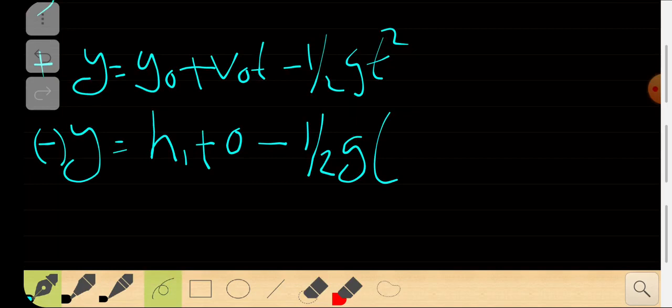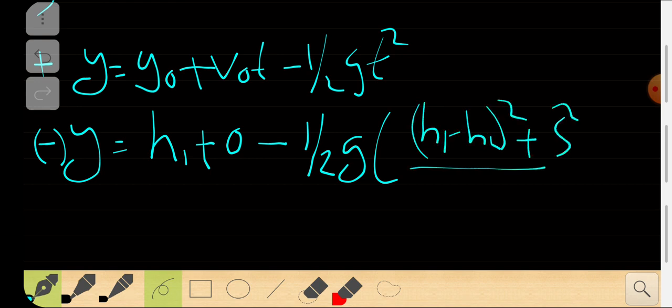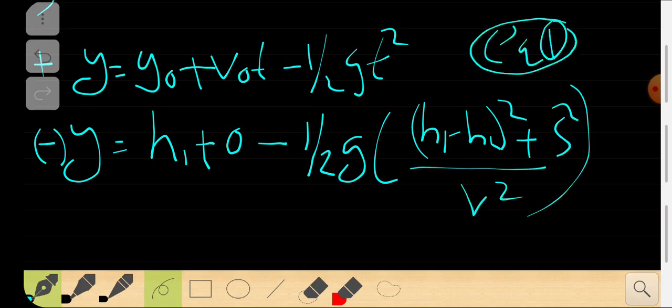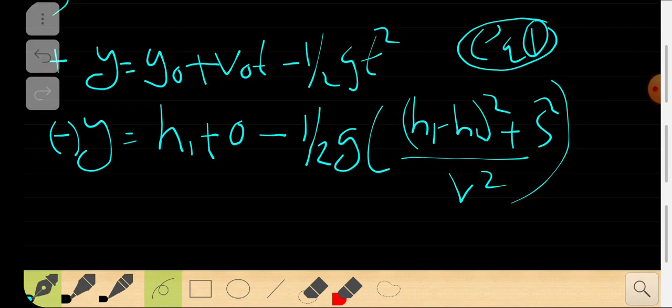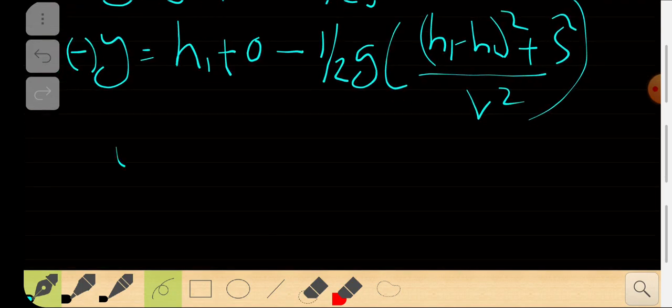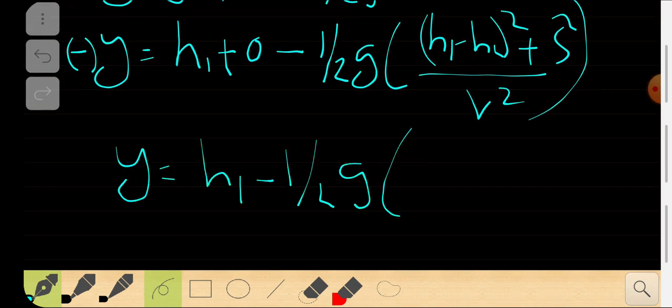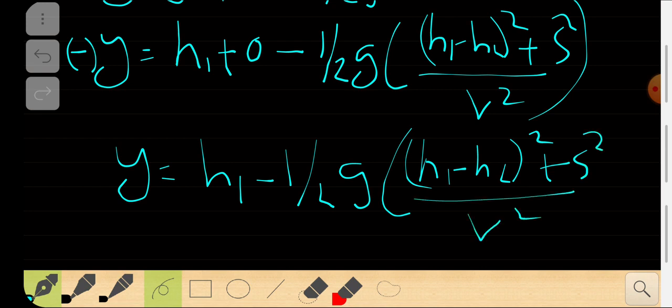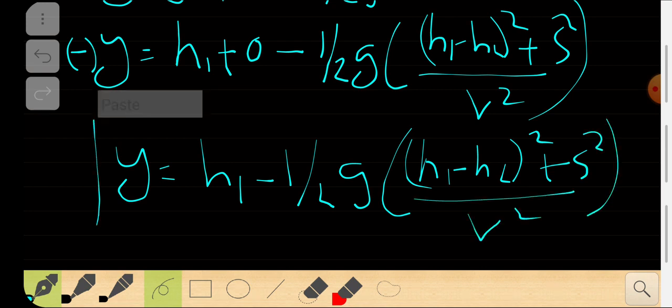So the time will be h1 minus h2 the whole square plus s square by v square, right? Remember that the time equation, I'm substituting equation 1 in here. So you get that equation. So y here is h1 minus half g times t square, which is h1 minus h2. I'm writing it again to put it in a box: t square equals (h1 minus h2) whole square plus s square by v square. So that's the equation we are interested in.